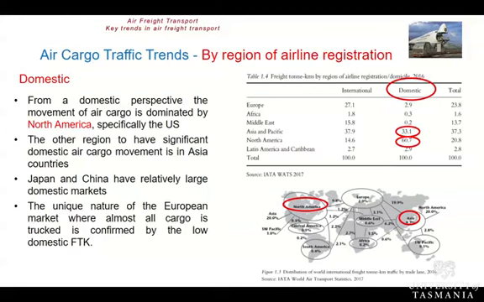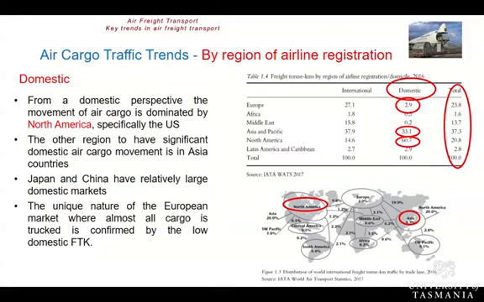We see Europe once again languishing at almost 3%. So from a domestic perspective, it's that unique nature of Europe relying more on other forms or other modes, if you like, to move their goods around the region. In terms of the overall picture, in terms of region by airline registration, domestic really doesn't have a big impact on where they sit in terms of global volumes.